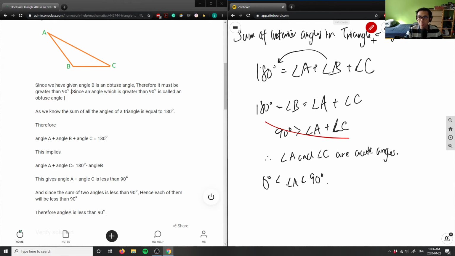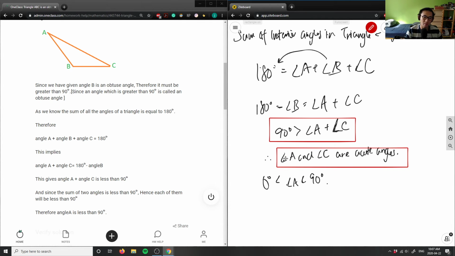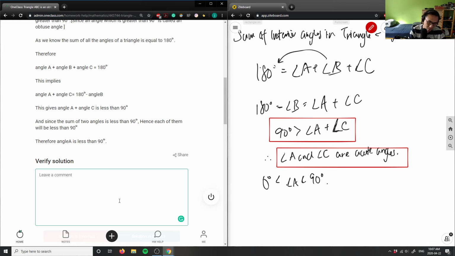So this here will help us with our answer here. The sum of two angles is less than 90 degrees. Hence, each of them will be acute angles. Therefore, angle A and angle C are acute angles. So this here is correct. So the solution is correct.